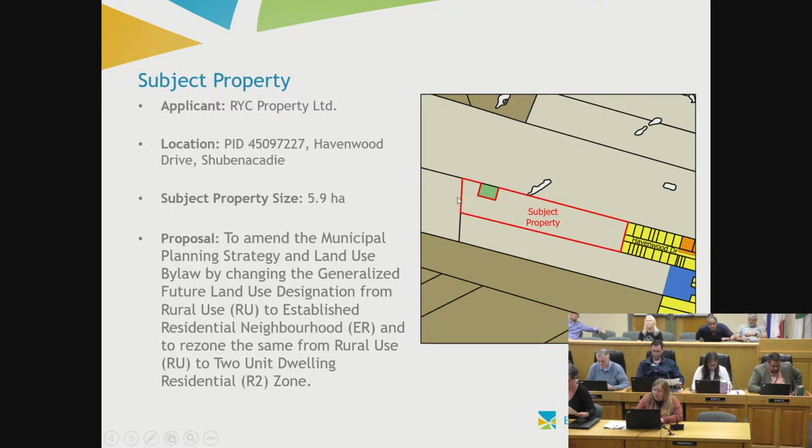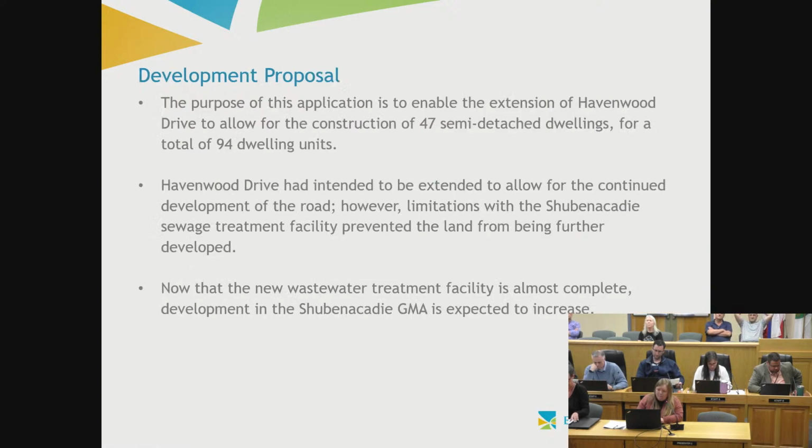So the surrounding property is majority rural use. There's an existing open space parcel owned by the municipality that's right there indicated in green. And then the beginning part of Havenwood Drive is zoned R2. And this entire property is located in the Shubenacadie Growth Management Area.